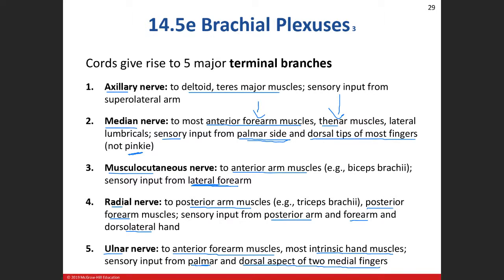Median does one part of the hand, ulnar does the other part of the hand. Pretty much the median nerve is going to be responsible for the sensory innervation for your thumb, your pointer or index finger, your middle finger, and then half of your ring finger. And then the ulnar will be the remaining part. It'll be the other half of the ring finger and the pinky.